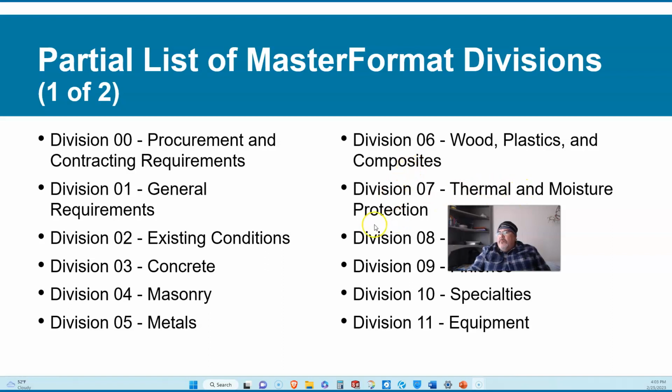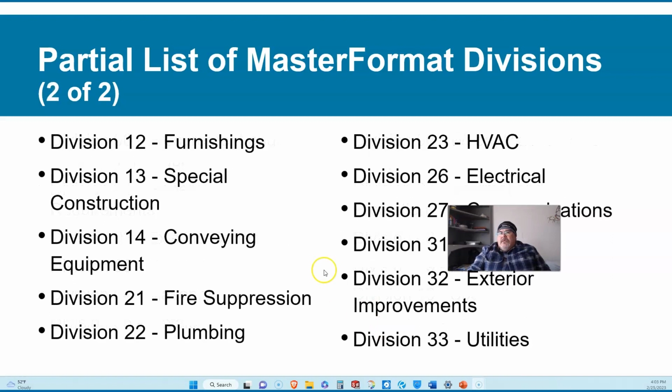7 being thermal and moisture protection. Division 8 starts talking about openings. Division 9 starts getting into finishes. 10, specialties. 11, equipment. Division 12 gets into furnishings. 13, special construction. 14, conveying equipment. So these are like moving equipment if in a factory setting or a warehouse, like conveyor belts. Division 21, fire suppression. 22, plumbing. 23, heating, ventilation, and air conditioning.